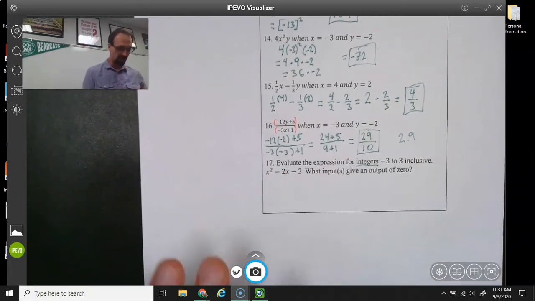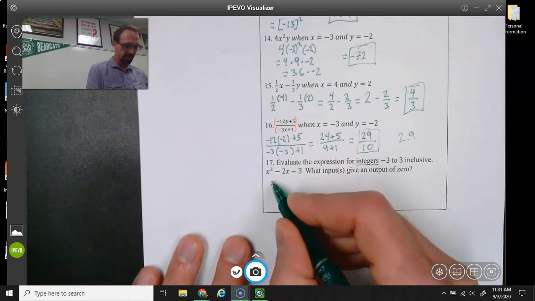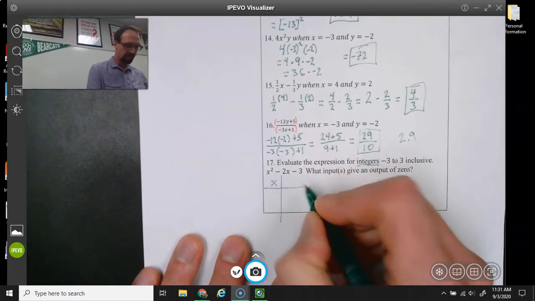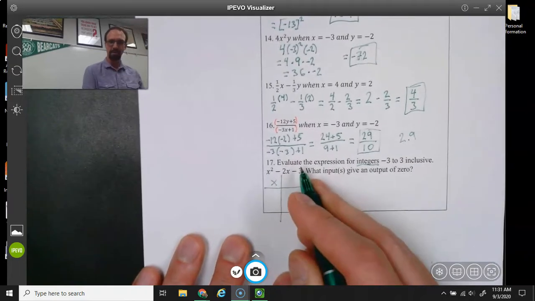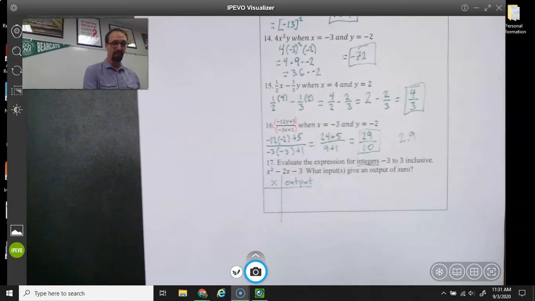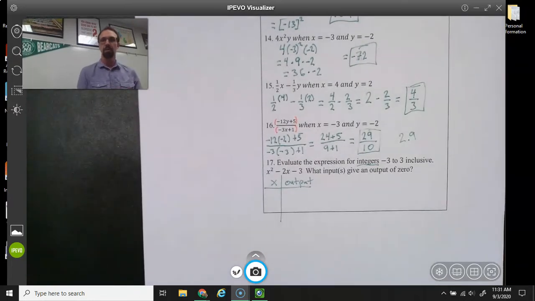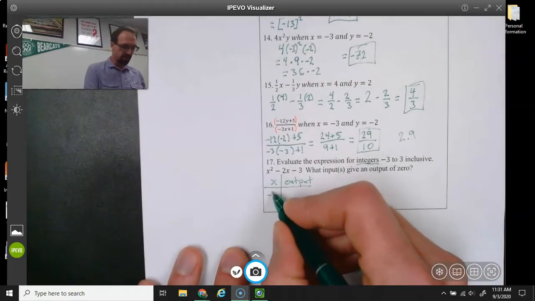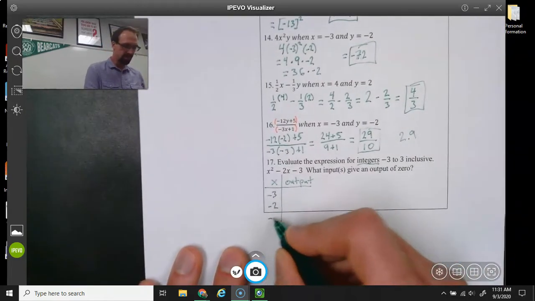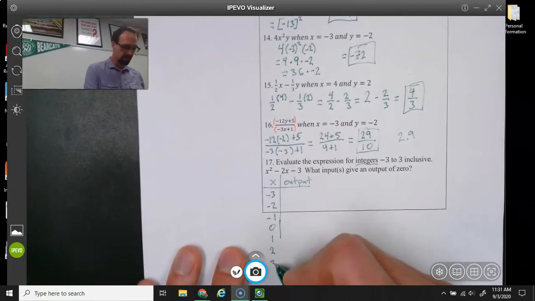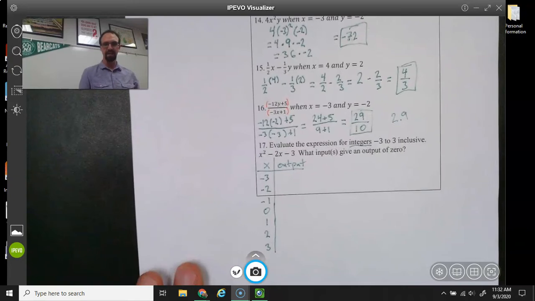So when you're evaluating the expression for these integers, essentially I'm going to use an x chart. So x, and then notice that it just says evaluate the expression. There's no other value of the result, so I'm just going to put the output. We're putting in an input of x, so the result is going to be the output. It says from negative 3 to 3 inclusive, so I'm going to use negative 3, negative 2, negative 1, 0, 1, 2, and 3.